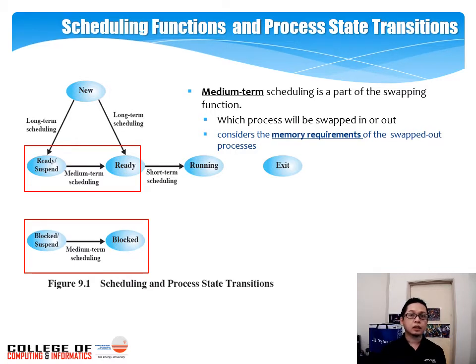So the decision can be based on whether a process has been waiting too long and actually use the available memory that can be used for other processes. So it decides, okay, let's say process A is waiting too long, so now process B perhaps is coming in. So based on the decision from the medium-term scheduler, process A needs to be swapped out and process B can come in. So this is the decision of the medium-term scheduler.